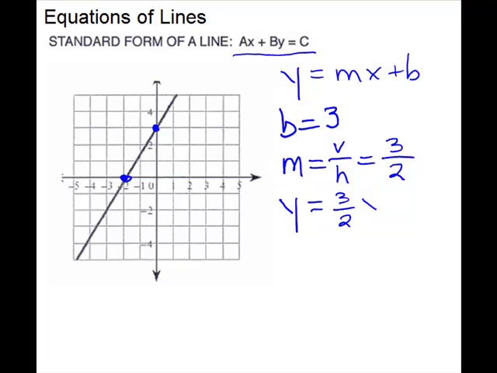Now to write our slope-intercept form, y equals 3/2 x plus 3. From there, to go to our standard form, we're going to clear the fraction. So we need to multiply through by 2.